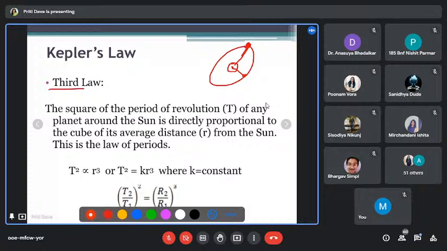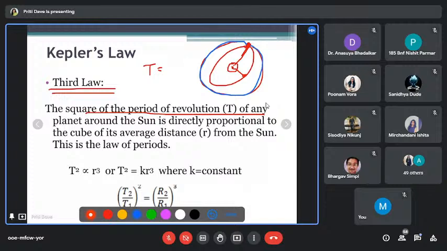The third and the most important. These are all known as Kepler's laws of planetary motion. First law, it moves in an elliptical orbit. Second, aerial velocity of all planets is constant. Third, the square of the period of revolution, time period. Time period is, I hope everybody knows, the time required to complete one revolution from here back to this place. So if I start from here and I go back here, the time required is known as the time period.